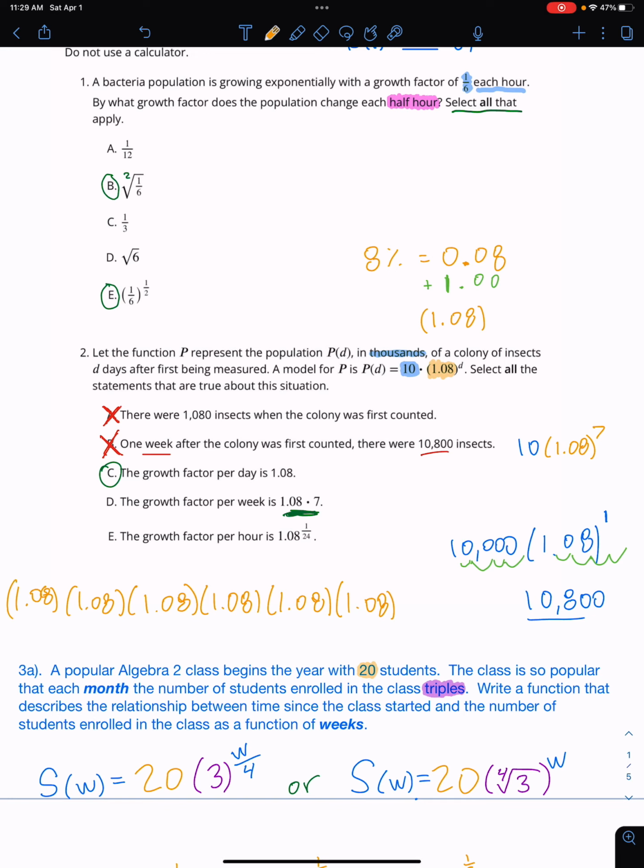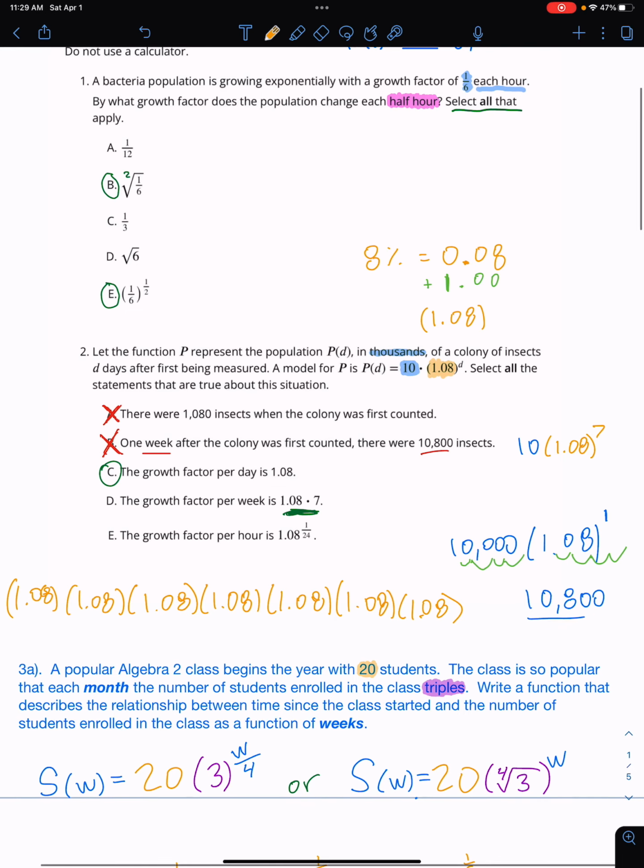One, two, three, four, five, 6, 7. And guess what this equals? I guarantee you, it doesn't equal 1.08 times 7 like they're suggesting in D. That is for sure not true. This, my friend, is 1.08 to the power of 7. 7 days went by. We're going to raise it to the exponent of 7.